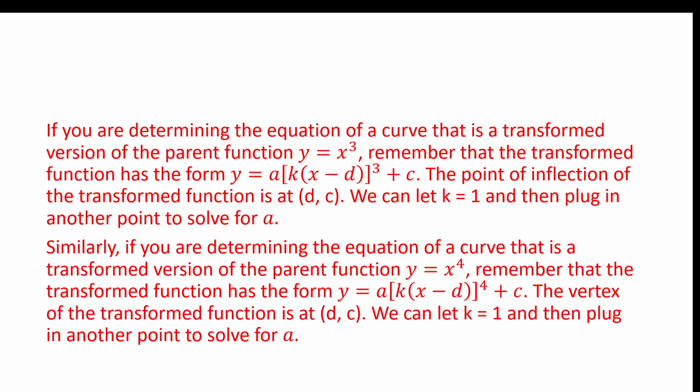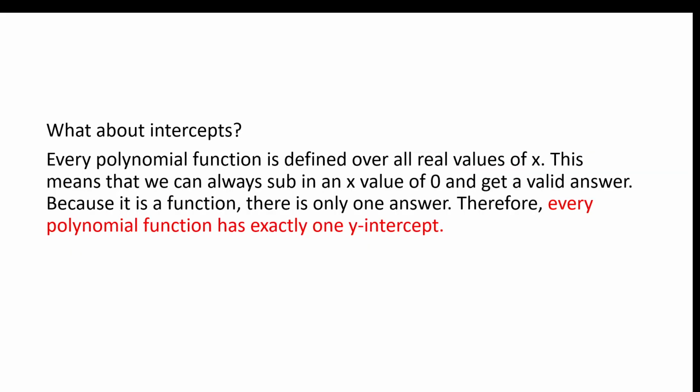Very similarly, if you're determining the equation of a curve that's a transformed version of the parent function y equals x to the 4, remember the transformed function has a very similar equation. Instead of raising it to the exponent 3, we raise it to the exponent 4. The vertex is at d, c. We let k equal 1 and plug in another point to solve for a. This process will work for these sorts of questions.